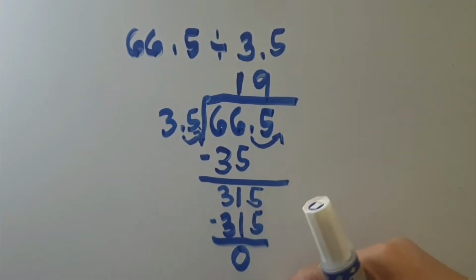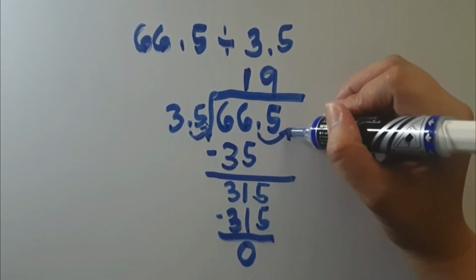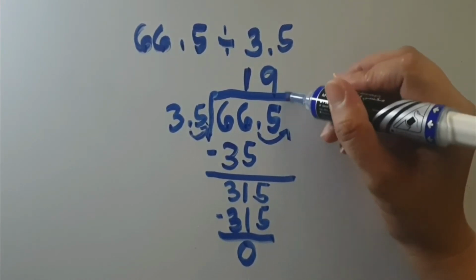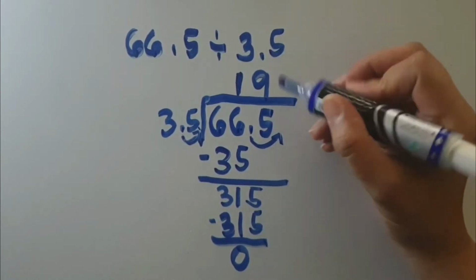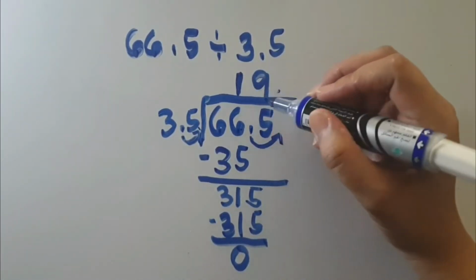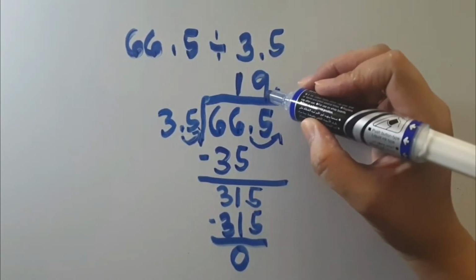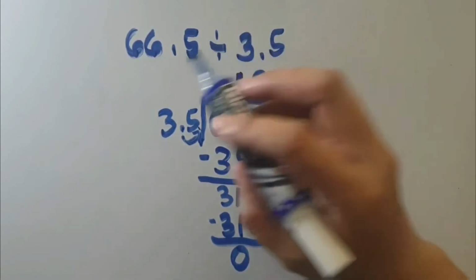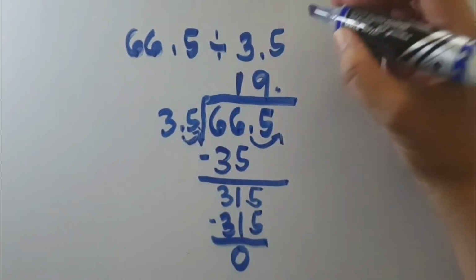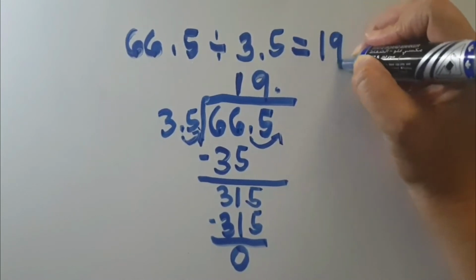That is 0. So, after we move the decimal point on this part, then our decimal point should be on this part also. And it is at the end of our quotient. So, we have now a whole number quotient. And 66.5 divided by 3.5 is 19.